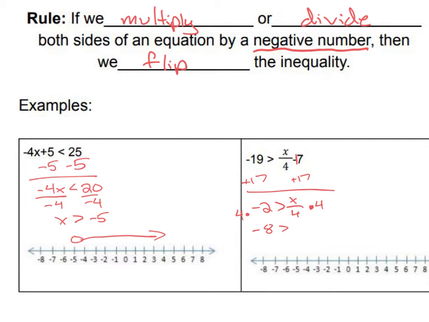Now, the only thing we're going to have here is -8 is greater than x. Some of you may want to look at this and say, well, that is x is less than -8. We can rewrite that. And if we do so, again, we're going to graph. So anything less than -8 going that direction. So you'll typically see that one as your answer.